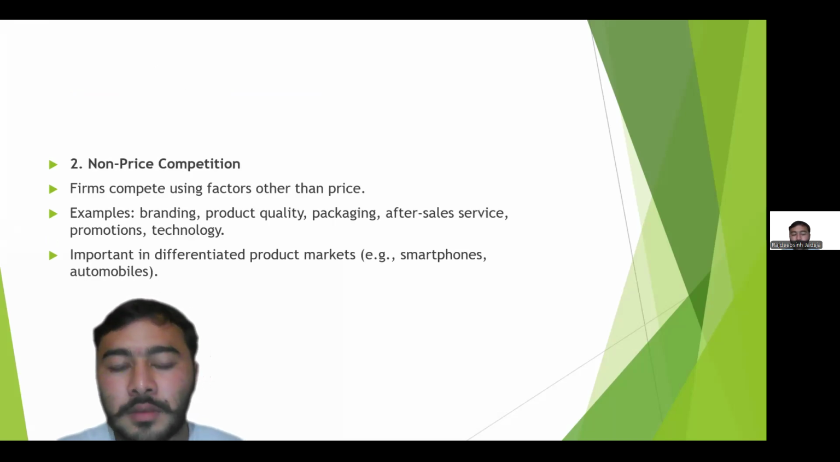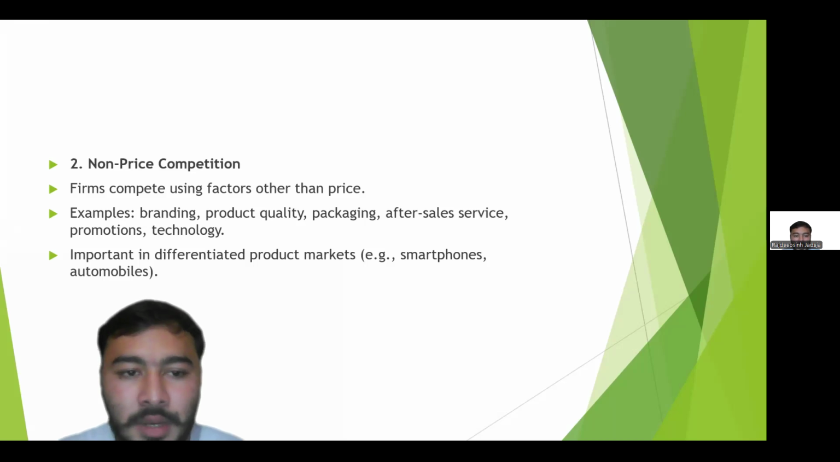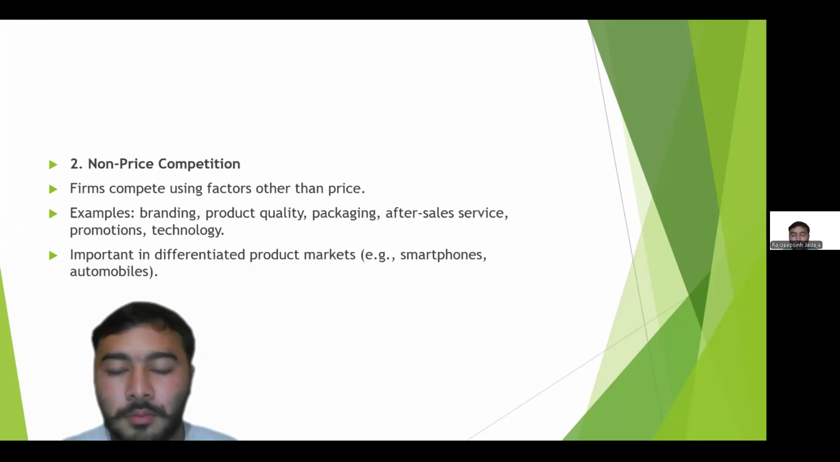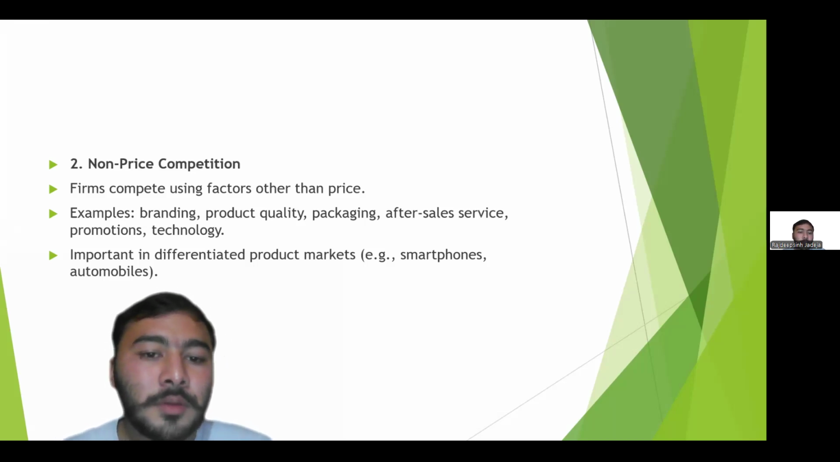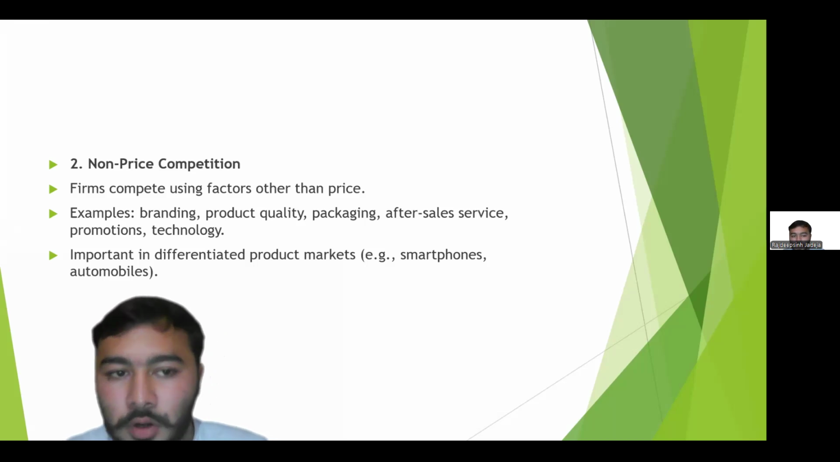Then there is non-price competition. That means firms use factors other than price. There are many factors like branding of a product, the quality of a product, the packaging, after-sales service, the promotion and technology. This is important in differentiating product markets like smartphones and automobiles.